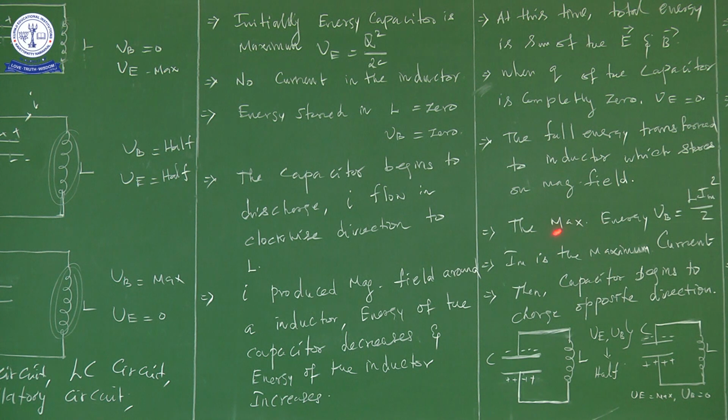In this condition, the maximum energy on the inductor is UB = L I_m squared by 2. I hope you already know this formula. Similarly, Q squared by 2C is the energy stored across the capacitor, and L I_m squared by 2 is the energy across the inductor. These two formulas are very important.